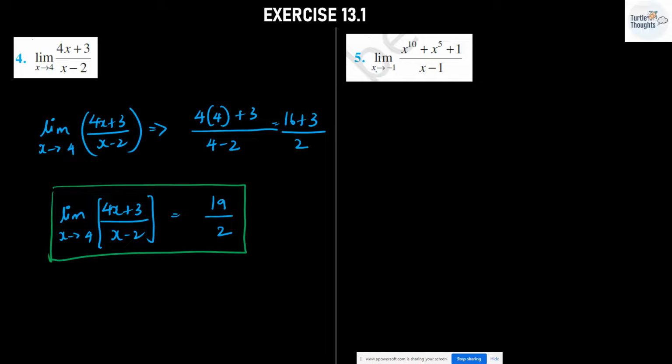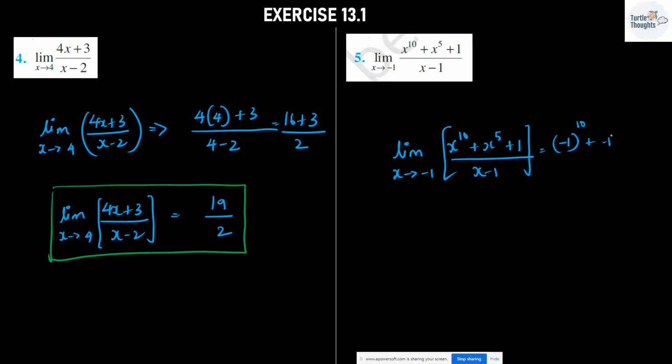The fifth one, limit of x to the power 10 plus x to the power 5 plus 1 over x minus 1. So I can write limit of the function as x tends to minus 1 is going to be x to the power 10 plus x to the power 5 plus 1 over x minus 1. I will be getting the value as minus 1 raised to the power 10 plus minus 1 raised to the power 5 plus 1 divided by minus 1 minus 1.